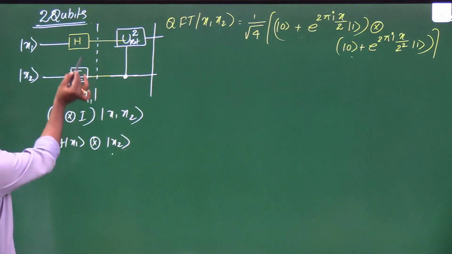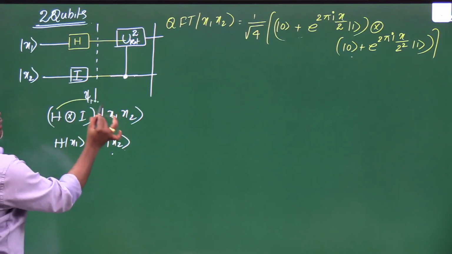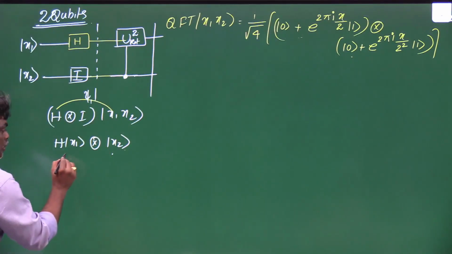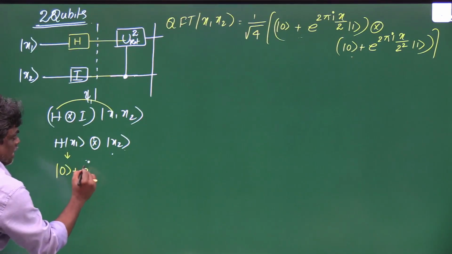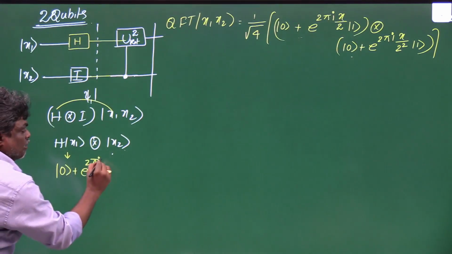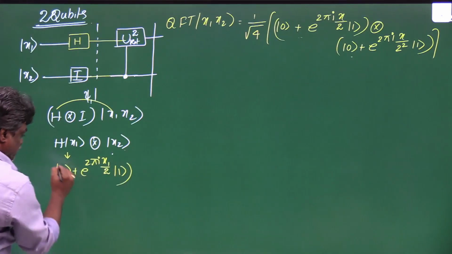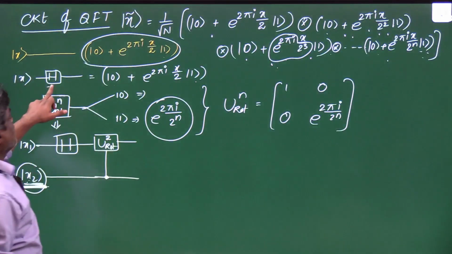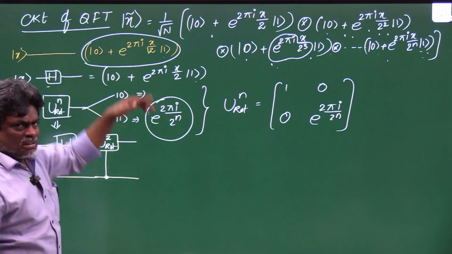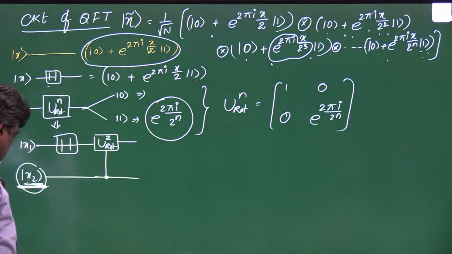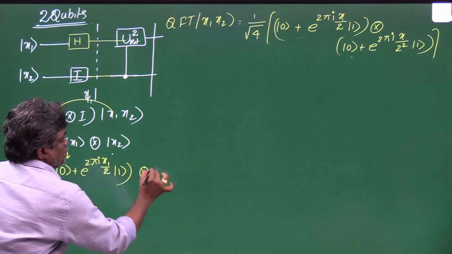Now I got the clarity. H tensor I on x1 x2. Okay, sir. H is operating on x1. Could you please tell me what is this operation? 0 plus e raised to 2 pi i. Earlier what we thought is correct, sir: x1 by 2, ket 1. The reason is, what is this Hadamard operation? See, if it is x, it is x by 2. If it is x1, it is x1 by 2. That's it. And tensor x2 is as usual.